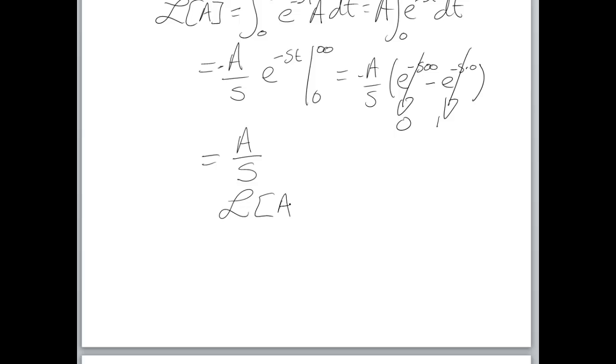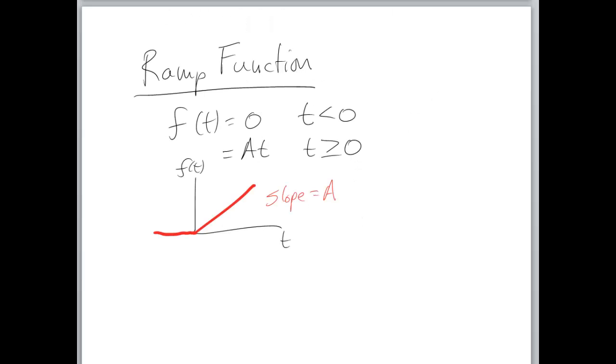So the Laplace transform of a constant a is a divided by s. Again, this is what you'll see if you look this up in a Laplace transform table. Okay, let's keep moving. So here's a ramp function.